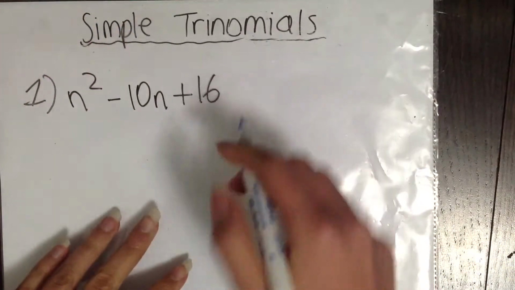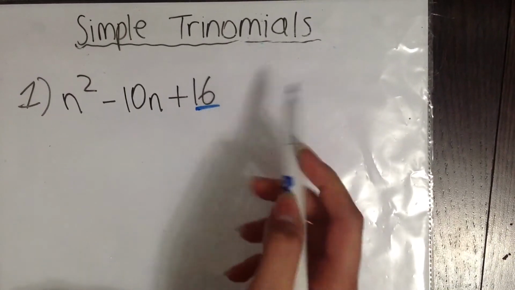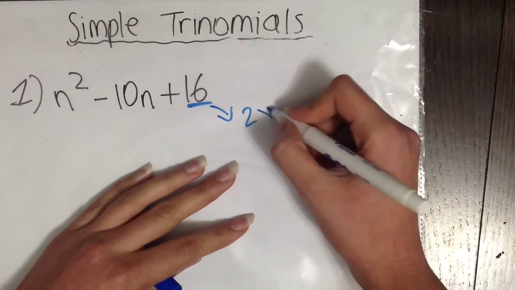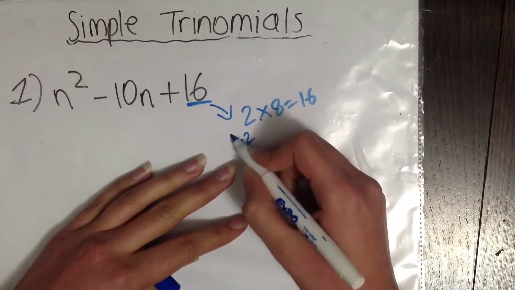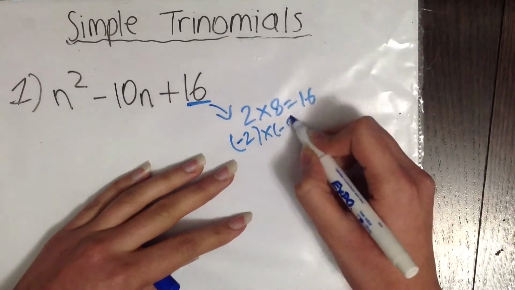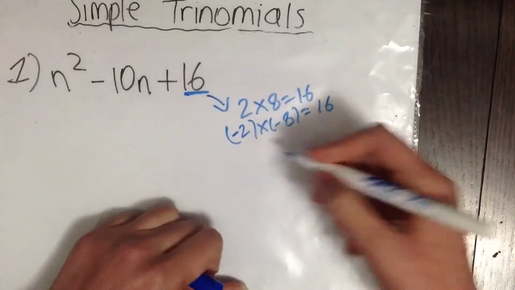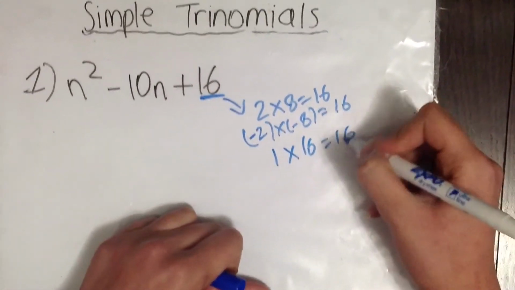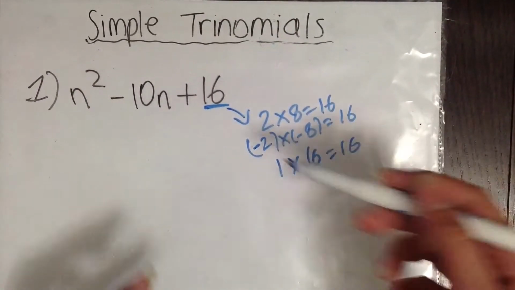As you all know, first you have to start off by thinking what are the numbers that you can multiply to get this. So all the possible numbers can be 2 and 8 because 2 times 8 is 16. You can also do -2 times -8 and that will also give you 16 because these two are negative. You can also possibly do 1 times 16, which is 16. So I'm just going to leave it at that. Those are all the common ones that can give you 16.